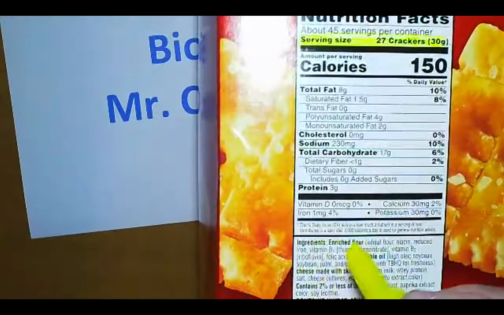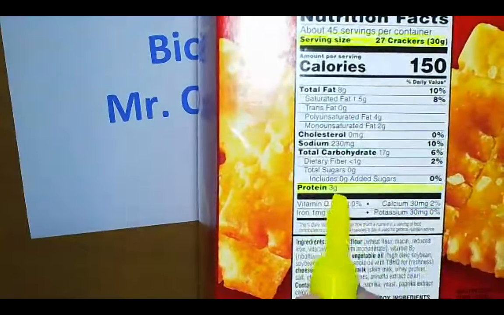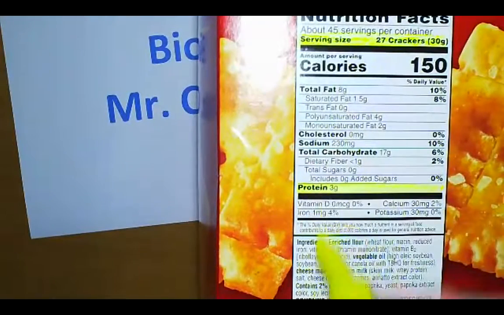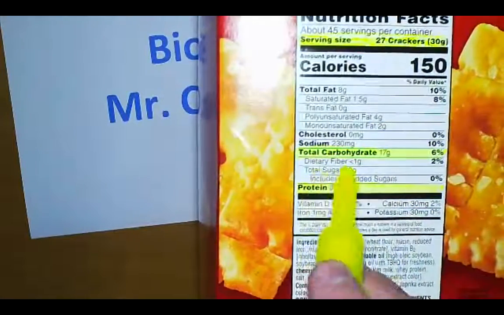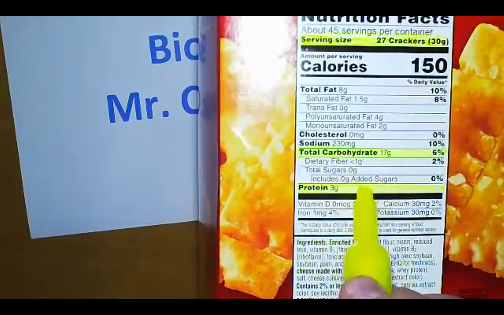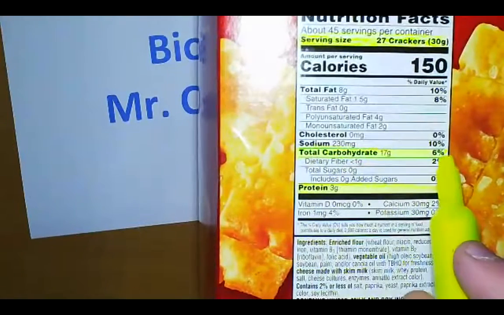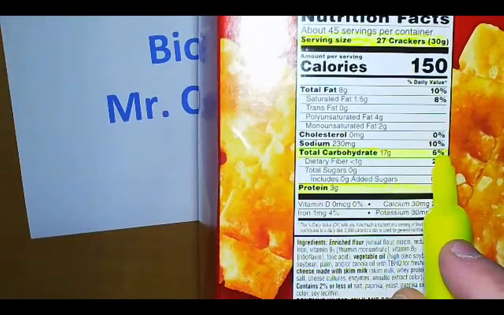Okay, the first thing you need is protein. That's usually down here. That's your protein. So I said 3 grams of protein in 27 crackers. And then carbohydrates right here. Total carbs. Okay, don't worry about the fiber and the sugars. That just tells you the different types of carbs. We just want total carbs. So that's 17 grams, 6% of your daily amount.